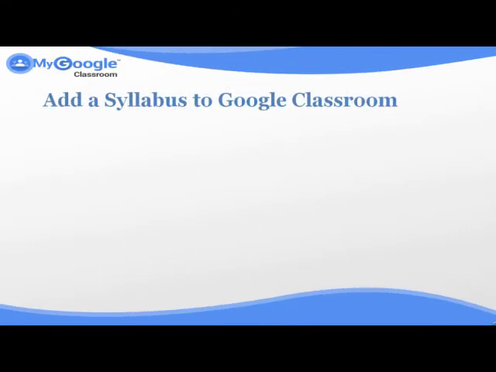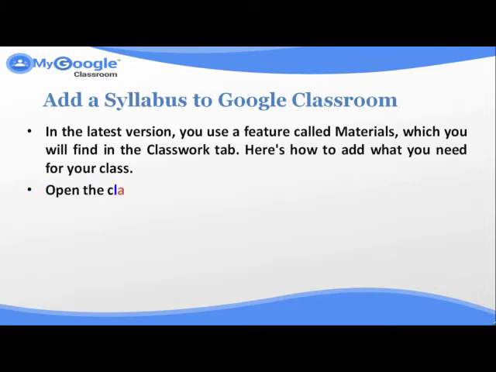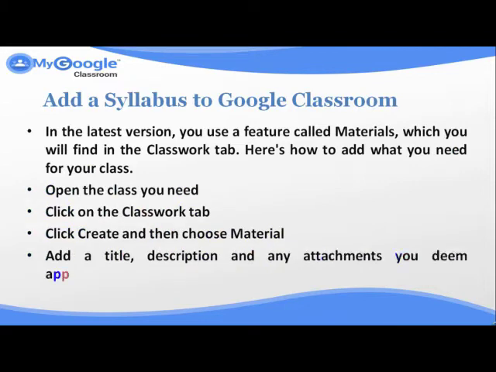Add a syllabus to Google Classroom. In the latest version, you use a feature called Materials, which you will find in the Classwork tab. Here's how to add what you need for your class. Open the class you need. Click on the Classwork tab.